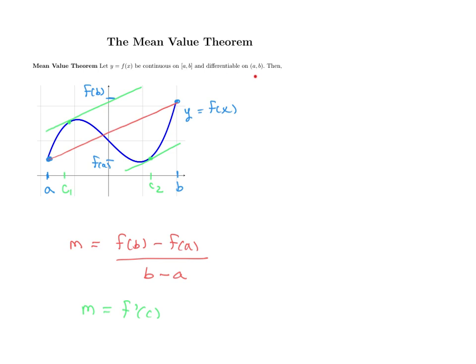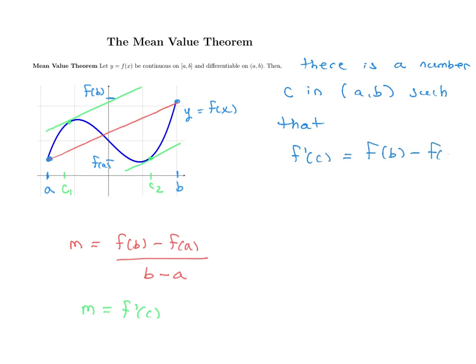So I'll describe that conclusion over here. So with those assumptions, we can say then there is a number, which I'll call c, in the interval from a to b, such that the derivative evaluated at c is equal to f of b minus f of a all over b minus a. And there is one, but there could be more than one depending on the function that you have. Let's apply this in a couple of examples.